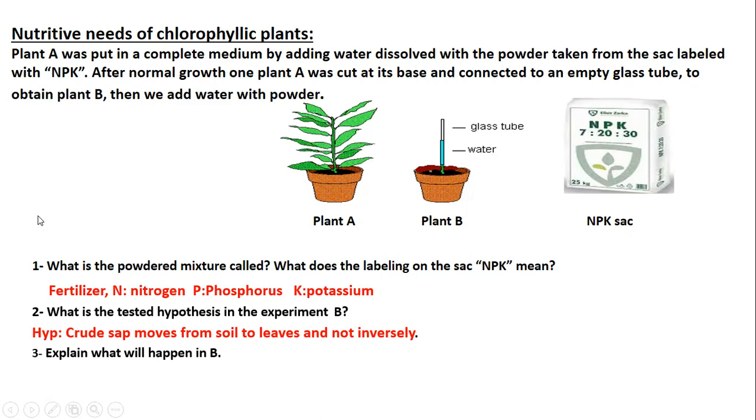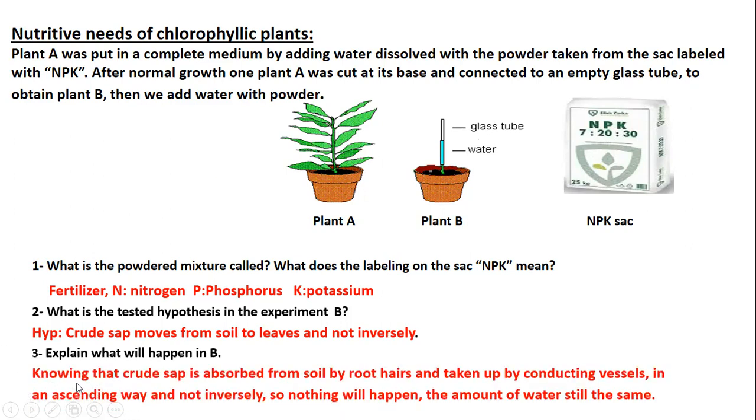Explain what will happen in B. In B, there are no leaves and the water rich with the mineral salts, which is the crude sap, cannot move in the opposite direction. Knowing that the crude sap is absorbed from soil by root hairs and taken up by conducting vessels in an ascending way and not inversely, nothing will happen. The amount of water stays the same.